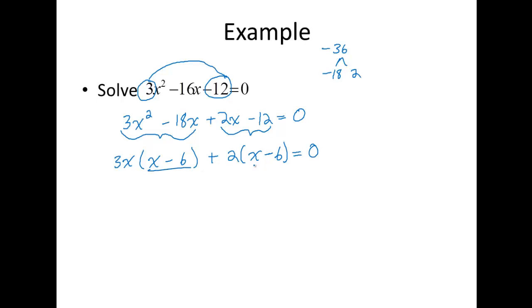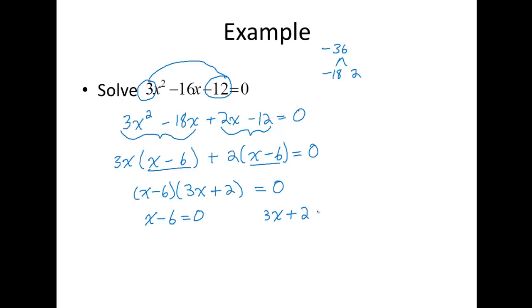Of course, we have the same 2 terms when we factor out the GCF of the groups. So I'm going to factor out that term, and I'll be left with a 3x plus 2. So now we're at the point where we have two things that multiply together to give us 0. I have an x minus 6 times a 3x plus 2. So I'm going to set both of those equal to 0.